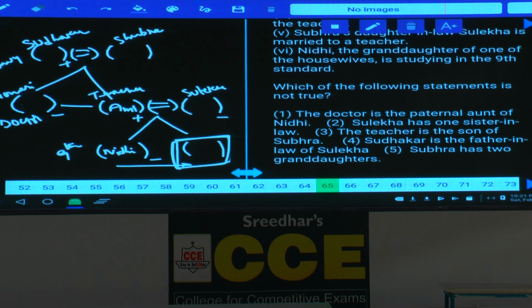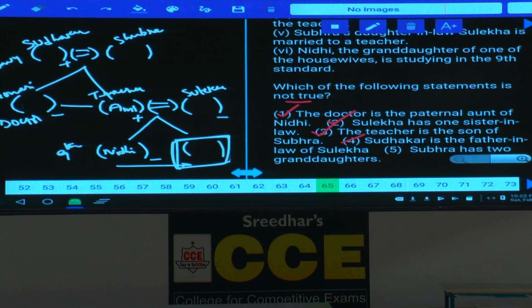Teacher is the son of Subra. Teacher is the son of Subra is definitely true, isn't it? Now, who is the teacher here? Amit is the teacher, the son of Subra, hence it is definitely true. Now, this is also true. Doctor is the paternal aunt of Nidhi, true. Sulekha has only one sister-in-law, that is also true. But as the question is about false. Then the 4th one, Sudhakar is the father-in-law of Sulekha, that is also true.